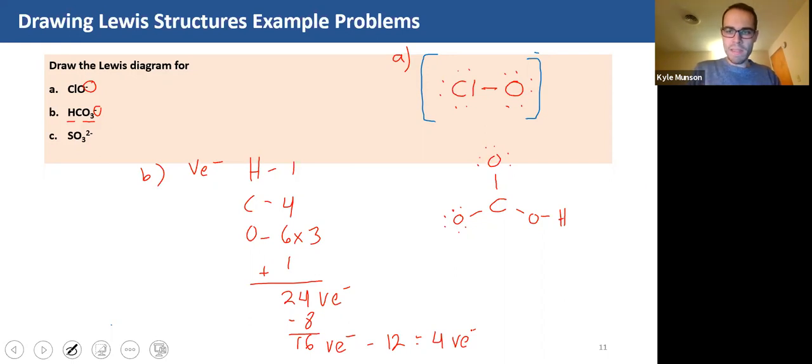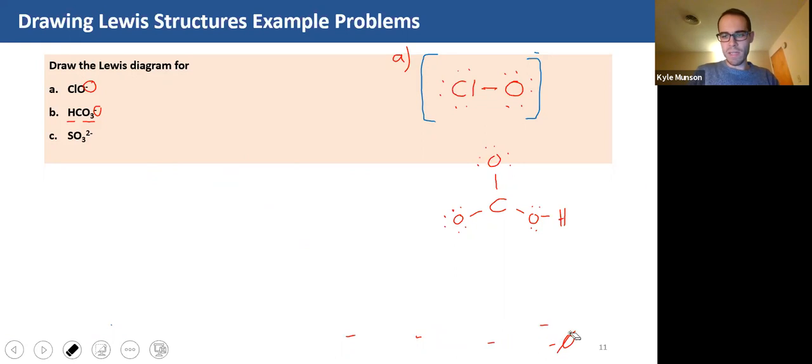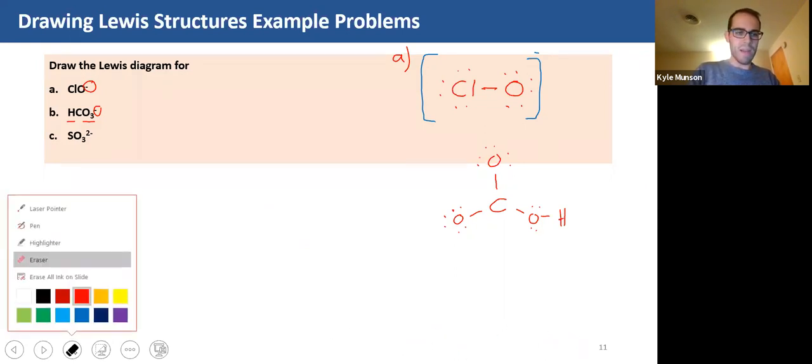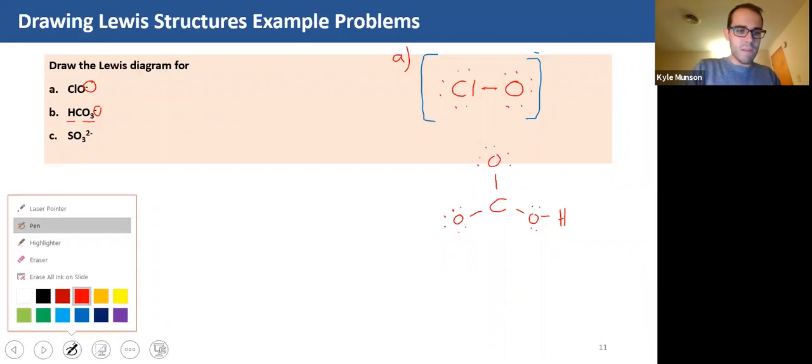Okay, and let's put them here. 1, 2, 3, 4. All right, I'm out of valence electrons. So we're done, right? Well, that's not the case. So I'm just erasing here to give myself some more room. I'm out of valence electrons here, but carbon does not have an octet, right? Carbon only has 6 around him, okay?